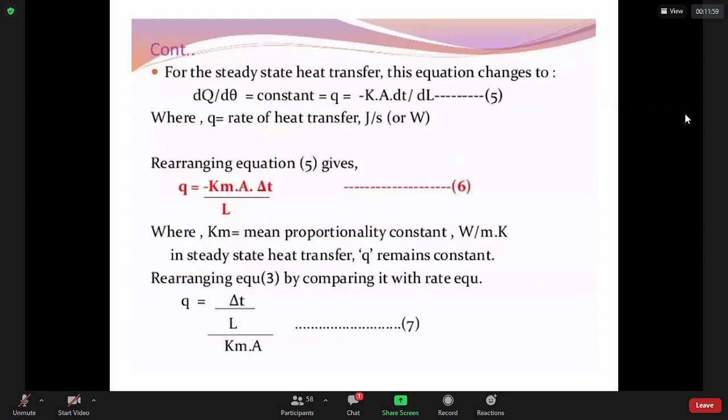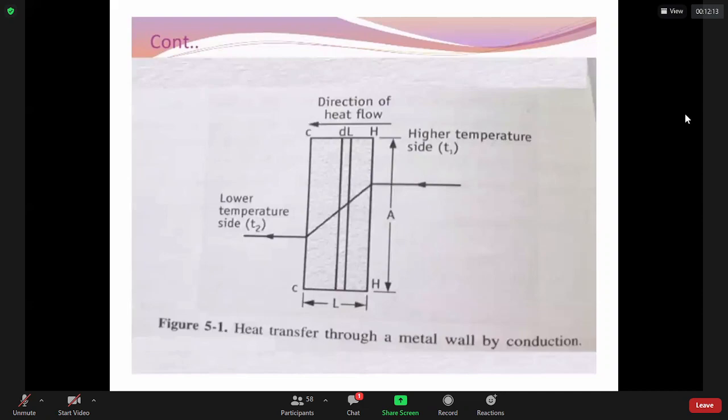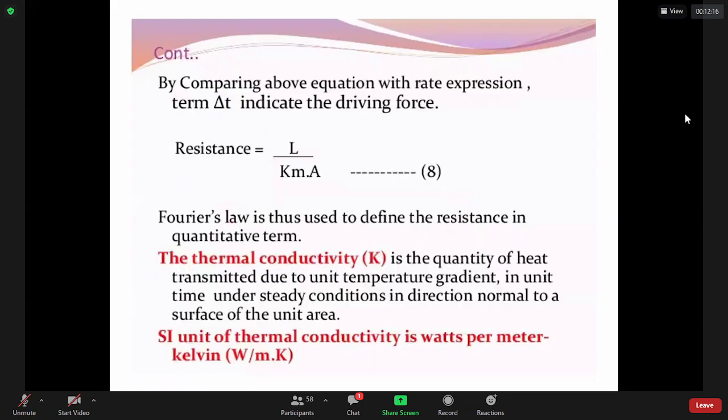So this particular equation is actually written in a different way. Equation 7 is rearranged from equation 3 and equation 6. So you should note that. By comparing, we find that the resistance is given as L divided by Km. When we were beginning, we saw that rate is given by the driving force divided by the resistance. So resistance is given by that particular equation. So Fourier's law is used to define the resistance in quantitative terms.